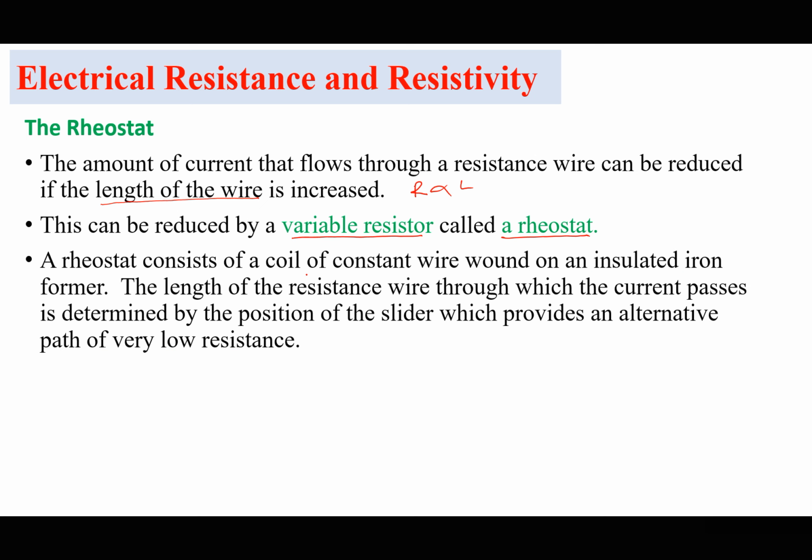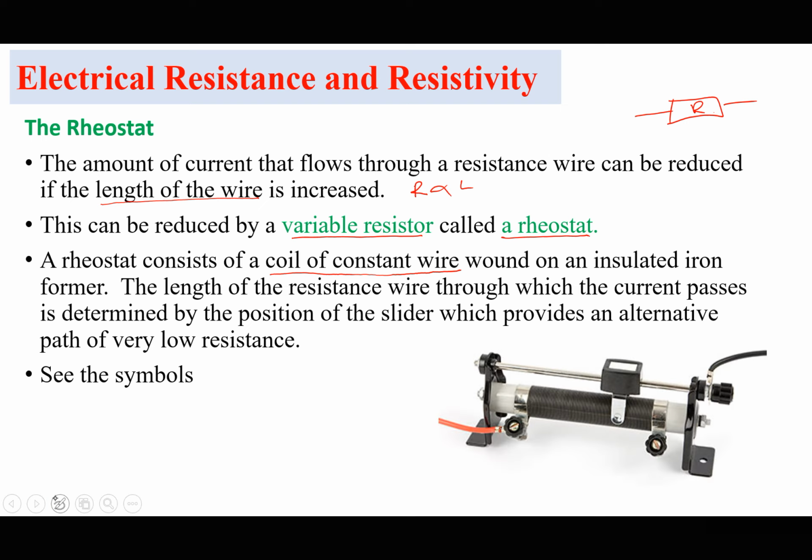So a rheostat consists of a coil of constantan wire wound on an insulated iron former. The length of the resistance wire through which the current passes is determined by the position of the slider, which provides an alternative path of very low resistance. So you remember the symbol for a resistor was basically something like this. That was a fixed resistor. But then, if we want a resistor whose resistance can be varied, that is going to be called a rheostat or a variable resistor. This is how a rheostat looks like.